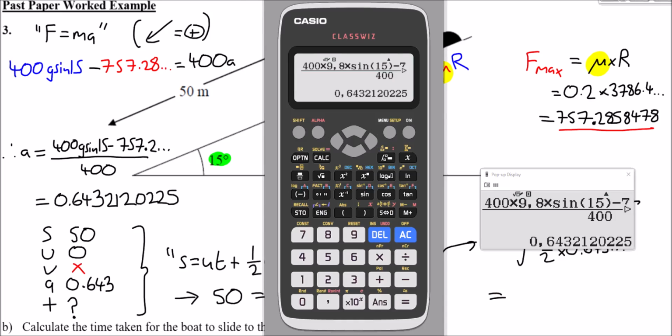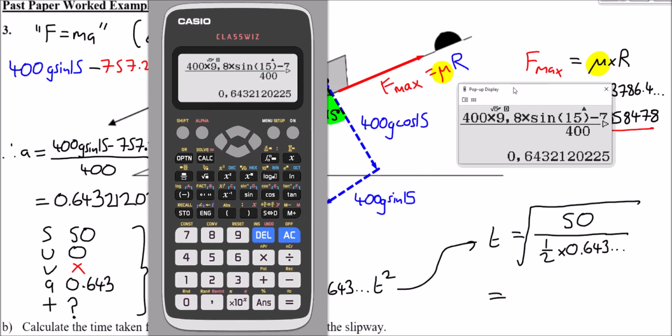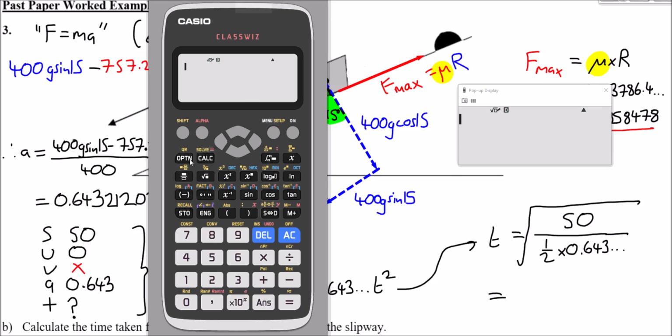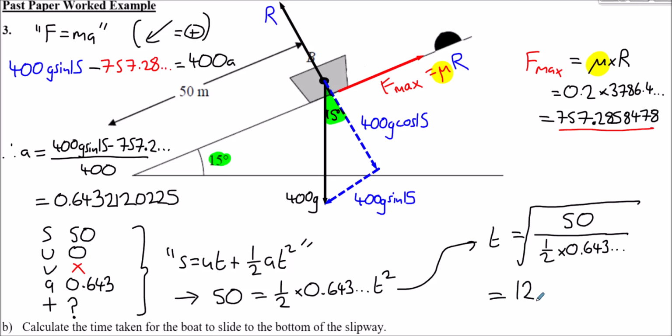We've got the acceleration stored in our calculator, which we can use to our advantage. We don't need to round or do anything awkward at all. So we now square root this awful thing, 50 over a half, we're going to call that 0.5, multiplied by the answer stored in our calculator, that 0.643 number, and then we get 12.468, etc. So that's approximately 12.5 seconds.